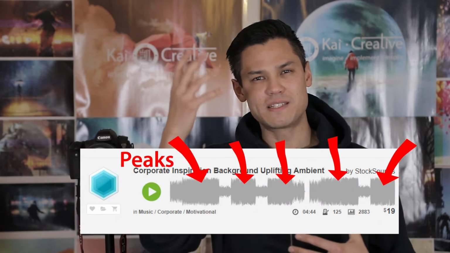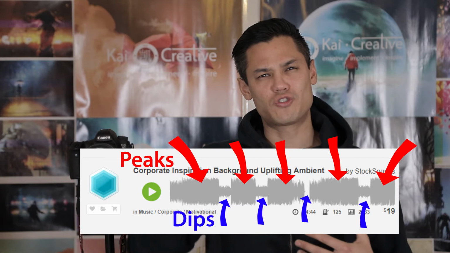So what should you choose? What music should you choose? This depends on the speed, the tempo of the music and the piece you're creating, as well as the structure of the music. It's really important to have a tune that has peaks and dips, or peaks and troughs.